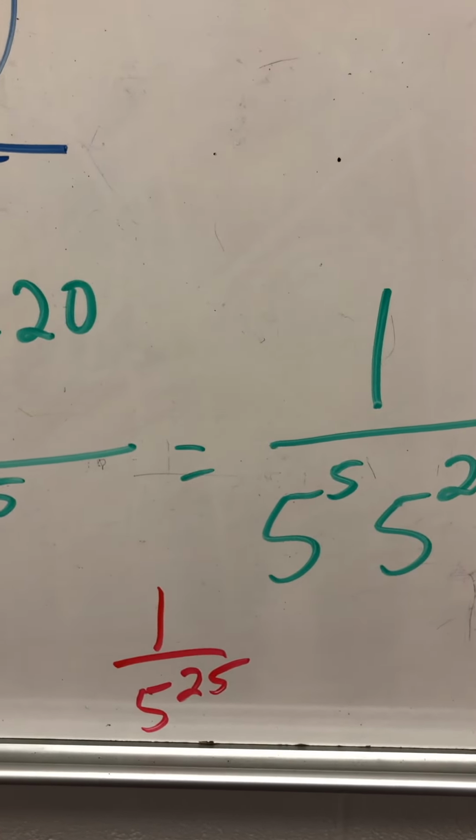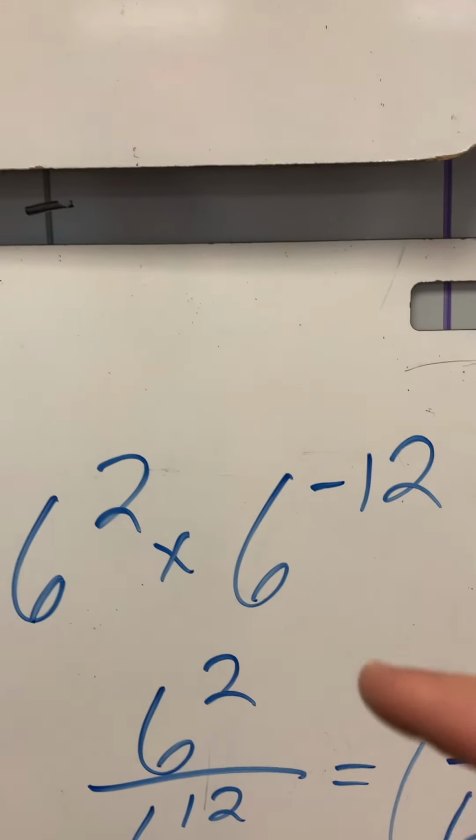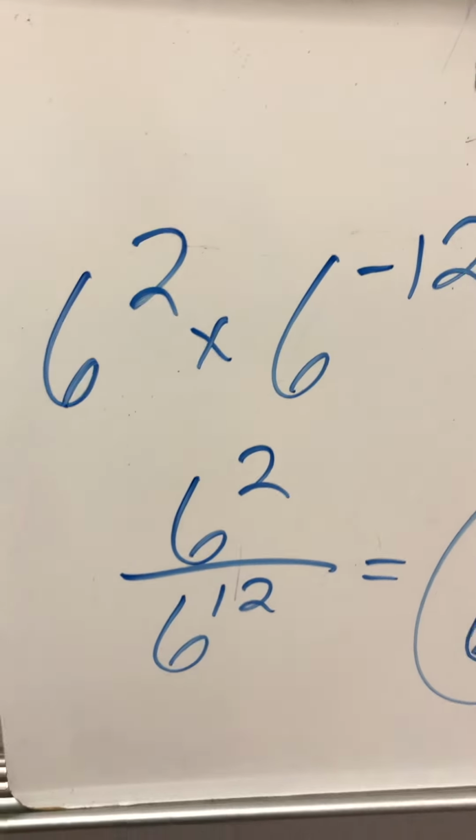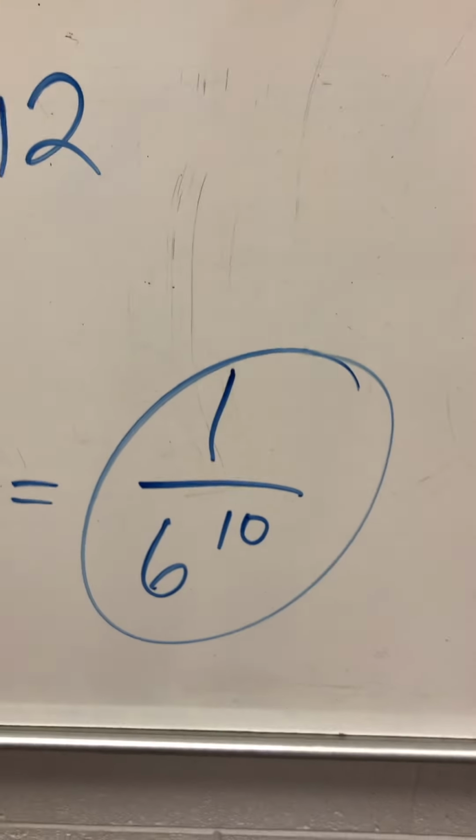25th. Okay. 6 to the second times 6 to the negative 12. Move negative 12 to the bottom. 6 to the second over 6 to the 12. Don't you get 1 over 6 to the 10th, right?